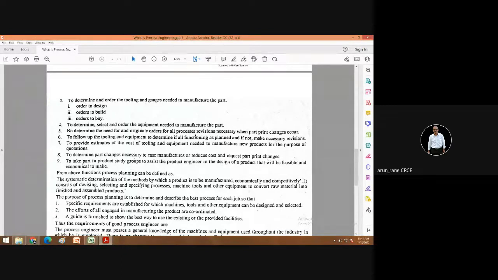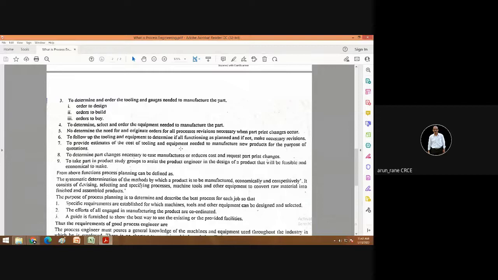Then the biggest work is to do the follow-up of tooling and equipment. Whether as per order, the PO has been released, and when the material, when the equipment is going to come, because the process engineer has to estimate the delivery plans of the material. That is the duty of the process engineer. He has to coordinate with the production planning and control department, the PPC department. So what will be the delivery schedule? So obviously he will have to do the follow-up.